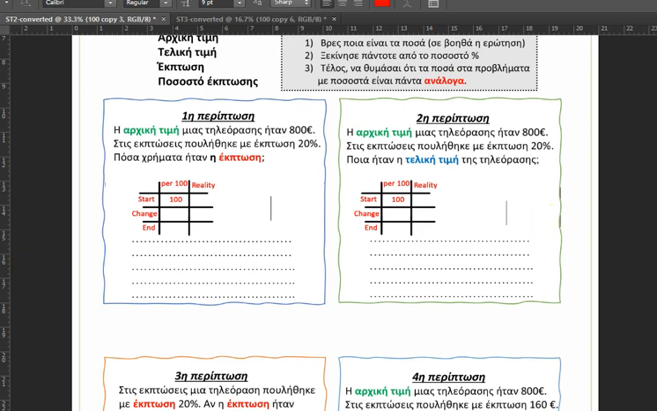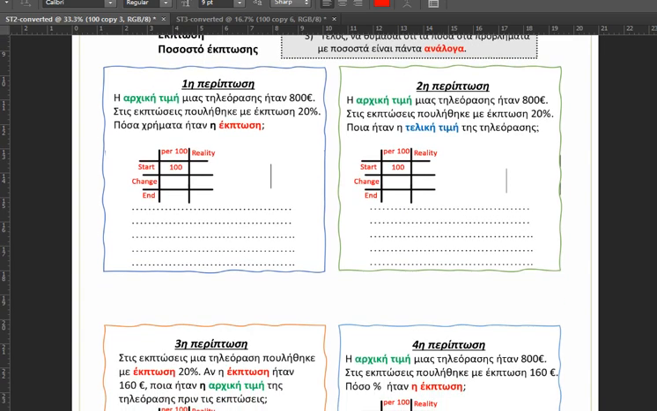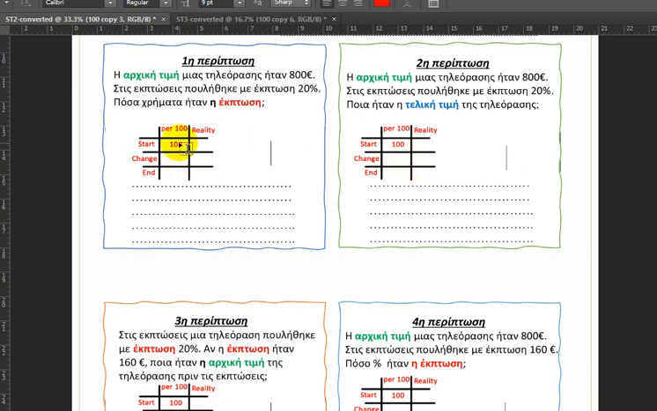As you can see, I've already made the little shapes that we use to solve percentage problems right here. Problem number 1 says that the starting price of a television was 800 euros and there was a 20% discount, and it asks how many euros the discount is, meaning how much money will I not be paying. Now the starting price we said was 800 euros and the discount is 20%. And normally I'd put minus 20% in order to find the difference to see how much I'm actually paying.